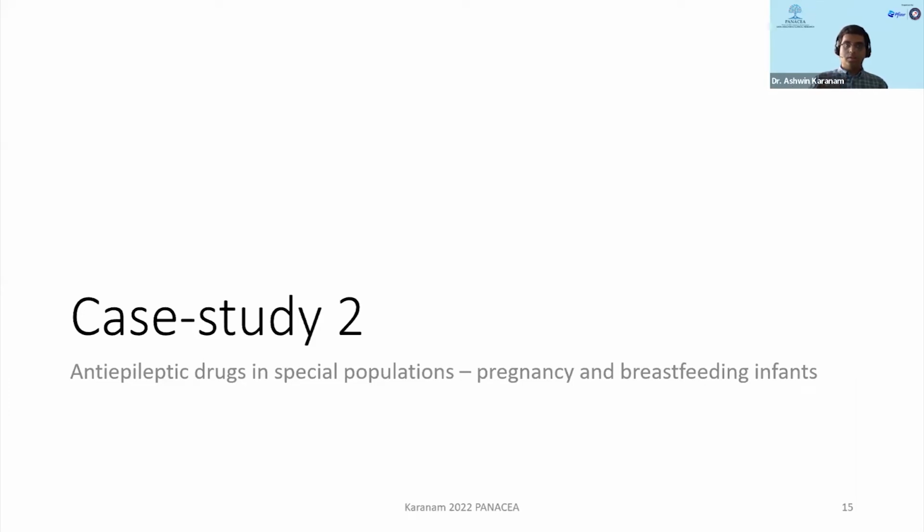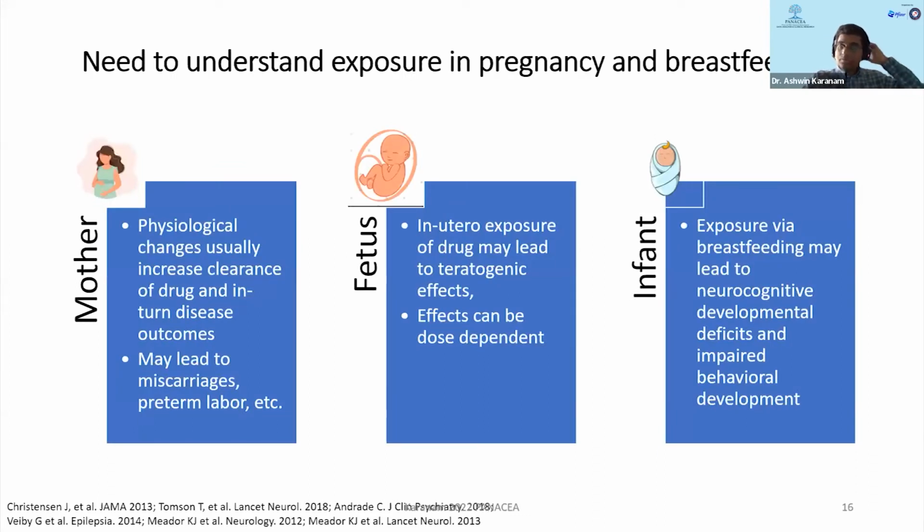The overarching narrative is anti-epileptic drugs in special populations of pregnancy and breastfeeding infants, right? Before we get into it, let me give you a lay of the land. The question is, what's the need to understand exposure in pregnancy and breastfeeding? And by exposure, I mean exposure of anti-epileptic drugs, right? In the mother, there's physiological changes that happen, which usually changes the way the drug is either absorbed, metabolized, distributed, or eliminated. And this leads to changes in concentrations, changes in exposures, and hence, in turn, disease outcomes itself. And this leads to issues such as miscarriages, preterm labor, and so on and so forth.